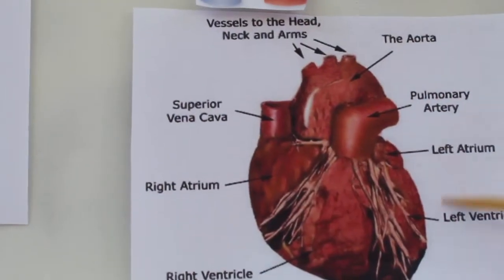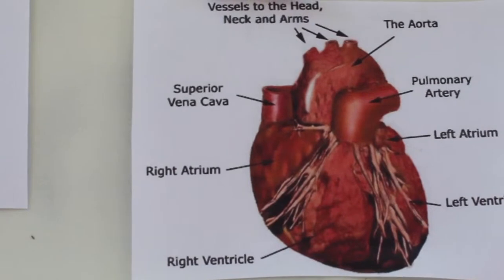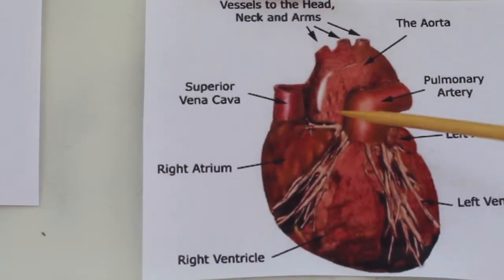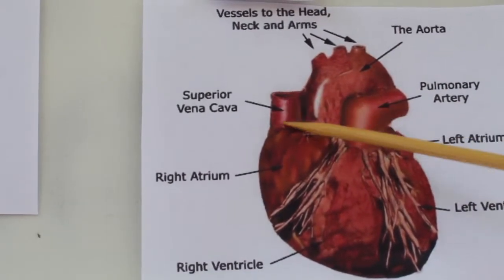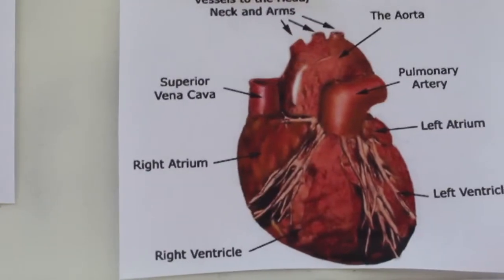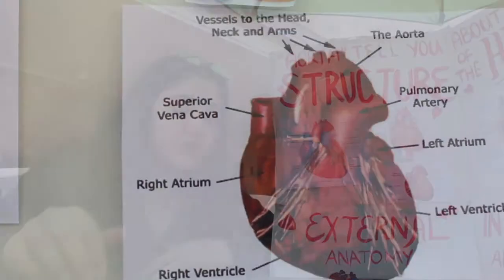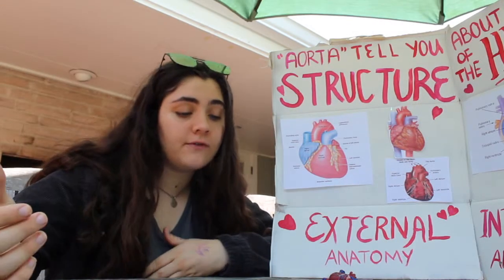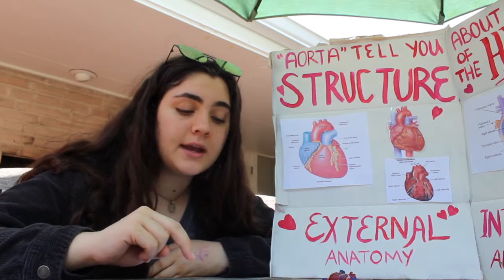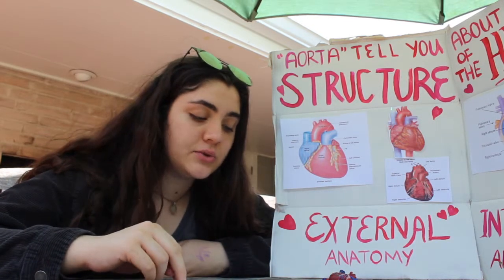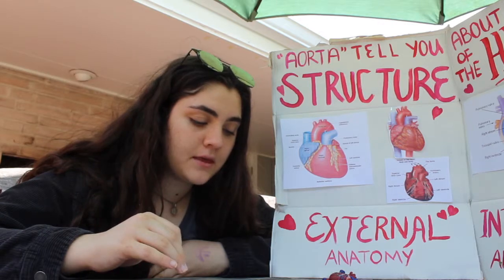Several large veins bring blood into the heart. The superior vena cava brings blue blood from the upper body tissues to the right atrium, while the inferior vena cava brings blue blood from the lower body tissues to the right atrium.